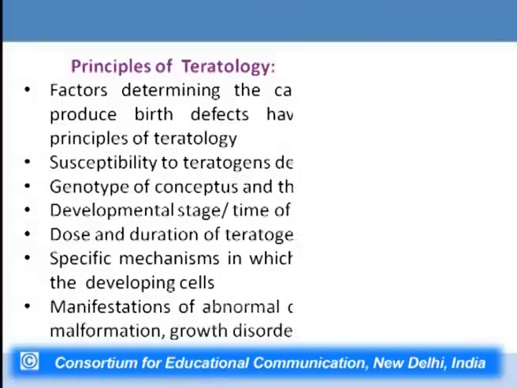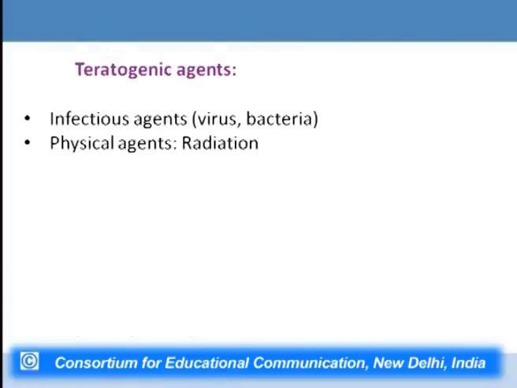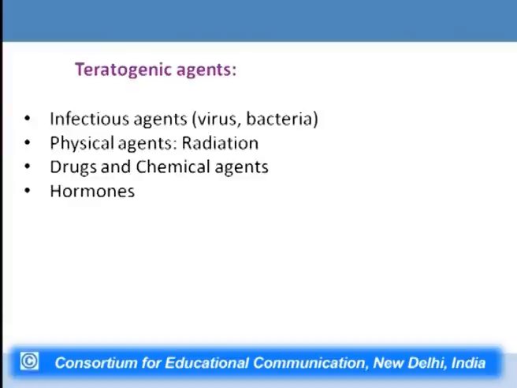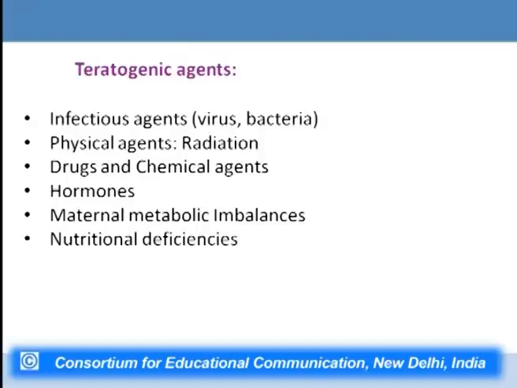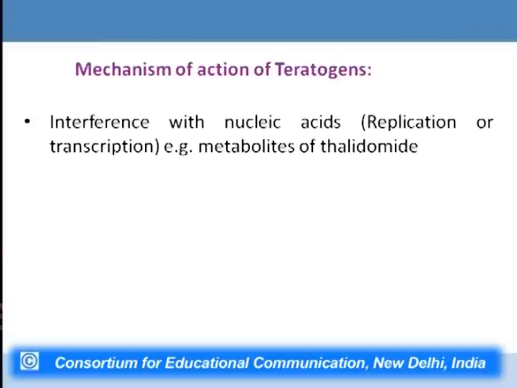And manifestations of abnormal development are malformation, growth disorder, functional disorder, and in severe cases it leads to death. Now, teratogenic agents could be infectious agents like virus and bacteria, physical agents like radiation, drugs and chemical agents, hormones, maternal metabolic imbalances, nutritional deficiencies, and male-mediated teratogenesis.